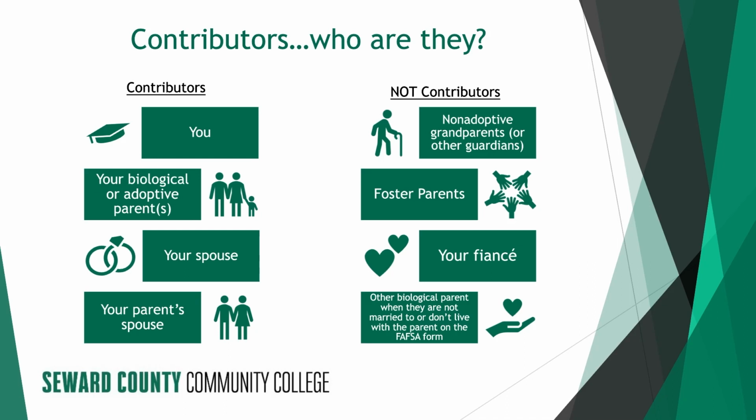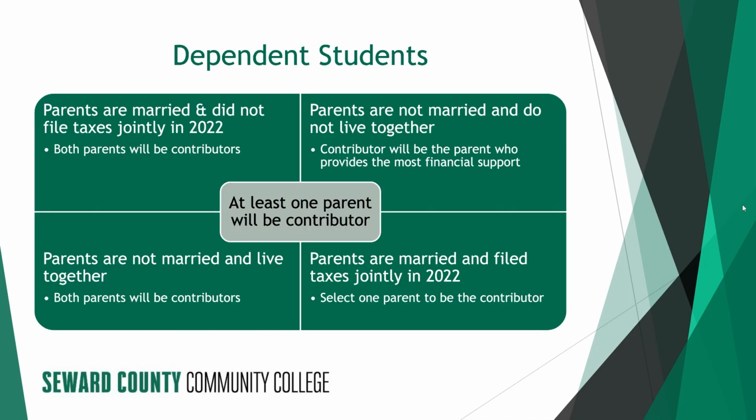Non-adoptive grandparents or guardians, foster parents, your fiancé, or even your other biological parent if they are not married and do not live with the parent contributing information to your FAFSA form. If you determined that you are a dependent student on the earlier screen, at least one parent will be a contributor. If your biological or adoptive parents are married and did not file taxes jointly in 2022, both parents will be asked to be contributors.